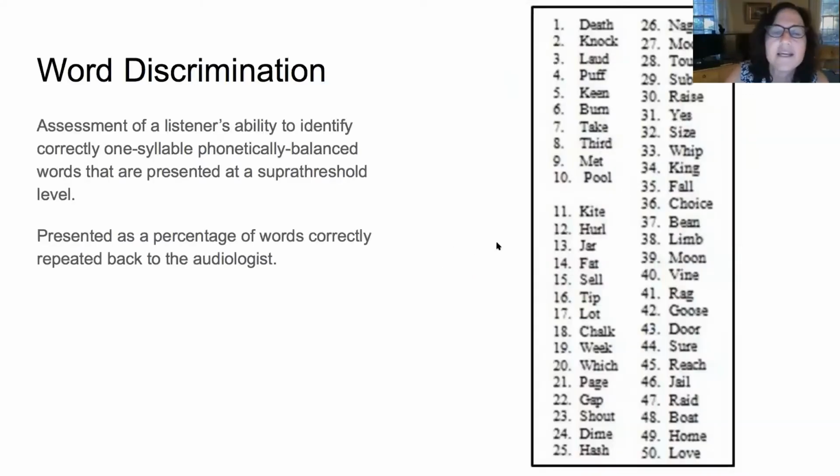Word discrimination. I talked about these phonetically balanced words, and these are some of the words. The audiologist will hide her lips, and then she'll say these words, and then the patient will repeat them back.